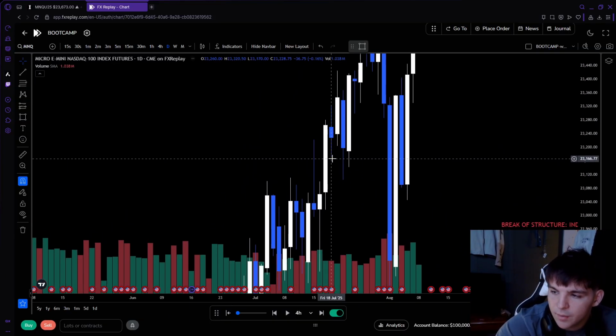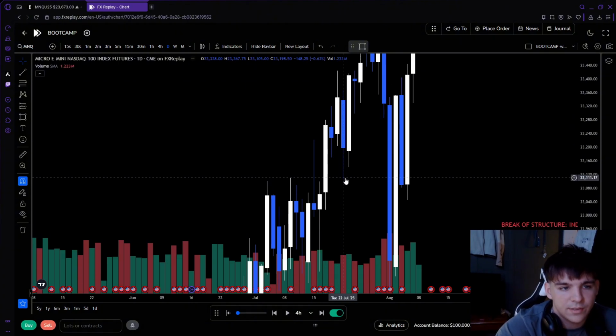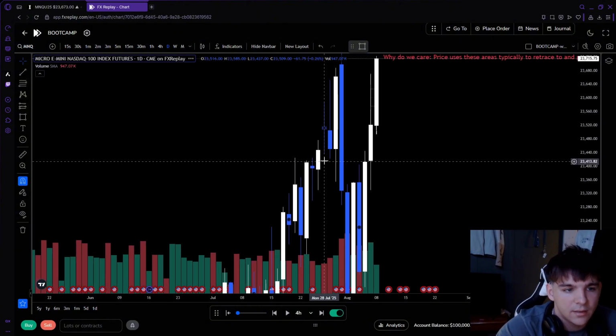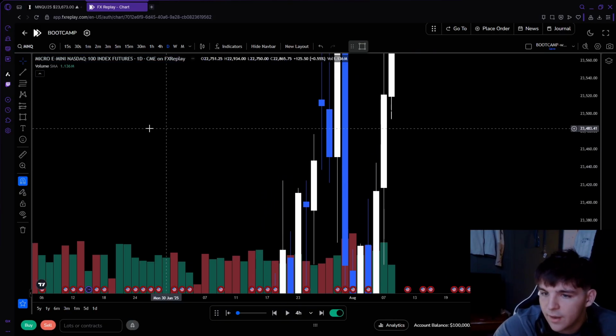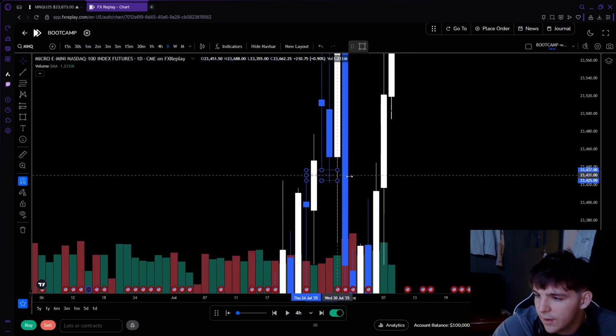Right here, made a fair value gap right here. Price came up, revisited this range, then it went all the way back up again. Price, same thing right here. There's a fair value gap between these two candles, right? So how do we mark it out? We're going to look, okay, cool, right here, right here.